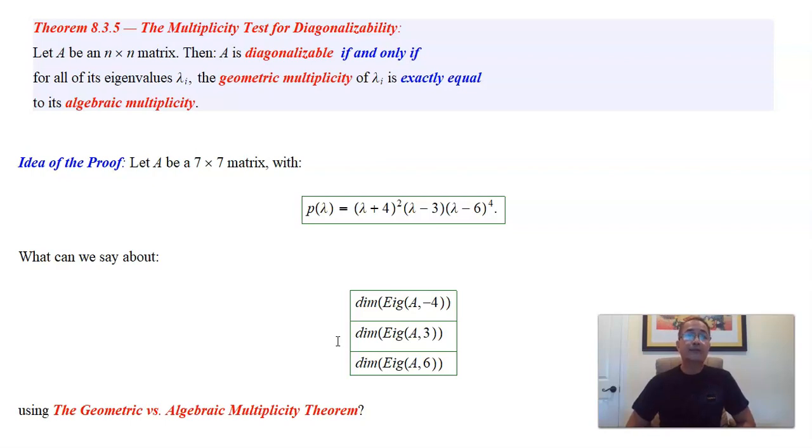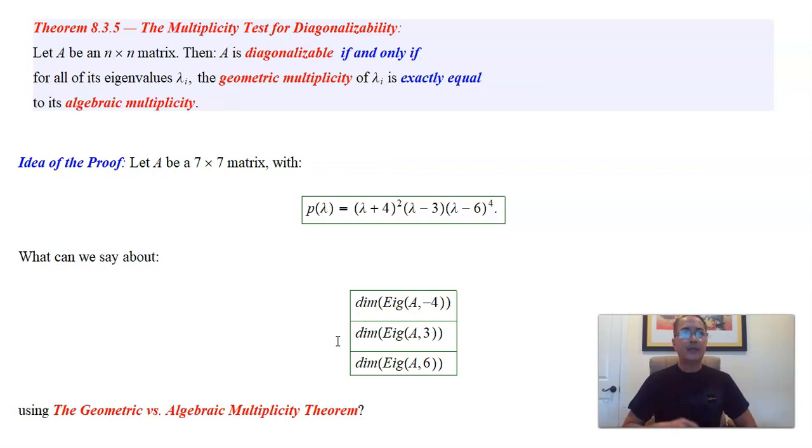Okay, so now we're going to find out that the only way for a matrix to be diagonalizable is to have the dimension of the eigenspaces be as big as they possibly can. Okay, so here's how to say it more precisely. Suppose A is an n by n matrix. Then A is diagonalizable if and only if for all of its eigenvalues, lambda i, the geometric multiplicity of lambda i, meaning the dimension of the eigenspace, is exactly equal to its algebraic multiplicity.